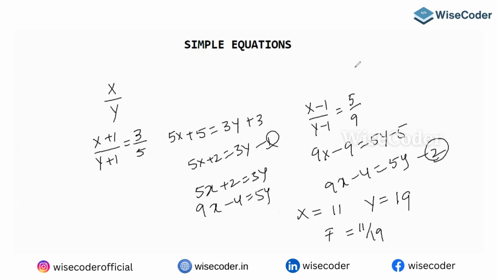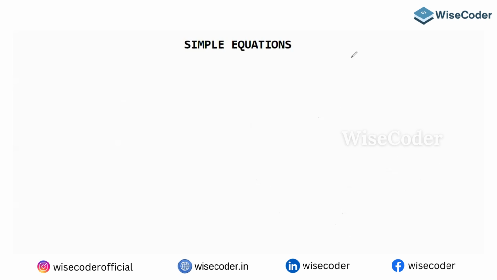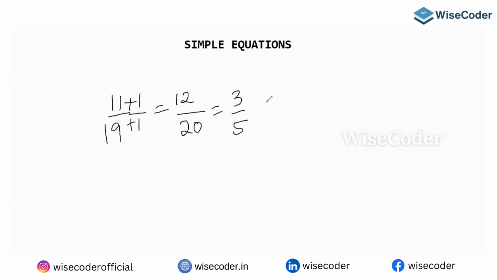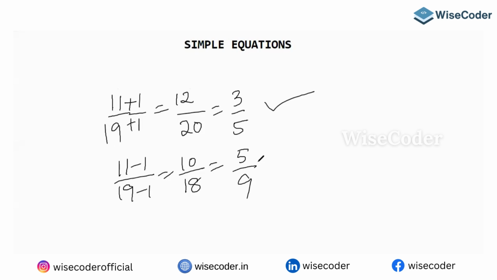What is the other way around? Guys, definitely the examiner is going to give you options. Let's say this is your option. If you add 1 to numerator and denominator, the fraction will become what, guys? 3 by 5. So now this will become 12 by 20. That is 3 by 5 only, no? Yes, your first condition is satisfied. 11 minus 1 by 19 minus 1 will become 10 by 18, which is nothing but 5 by 9. If I subtract 1, it is going to be what?